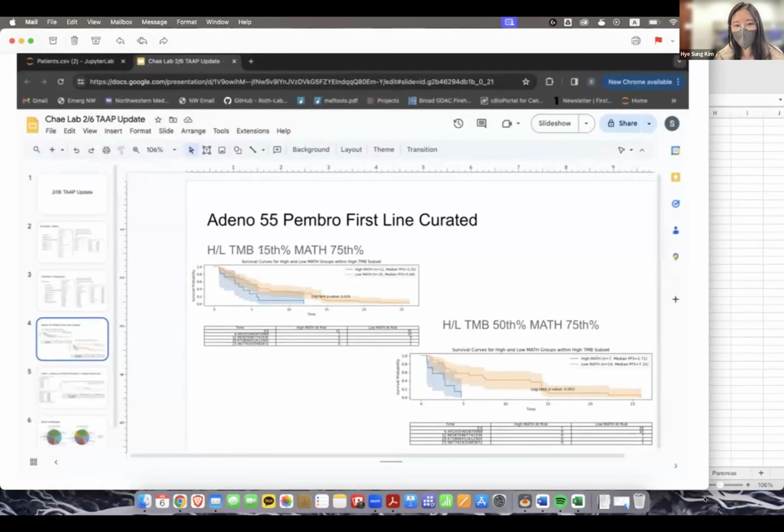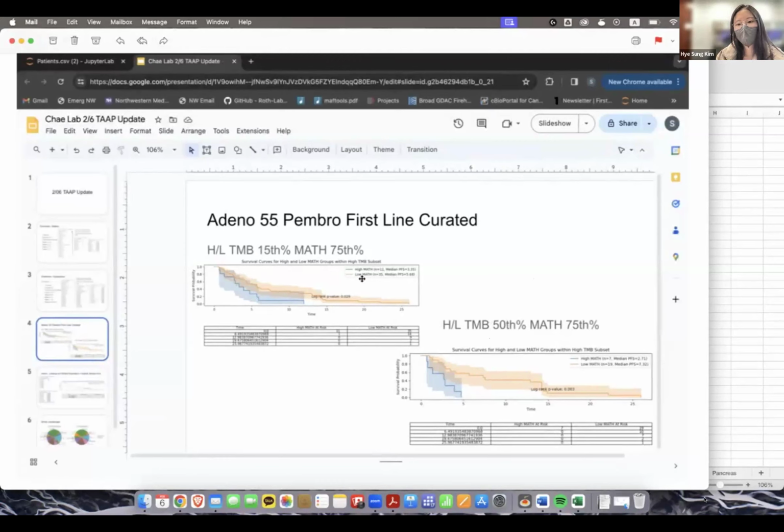So I found that across the range, setting a TMB cutoff between high and low at the 15th percentile through the 50th percentile while keeping the MATH or intratumor heterogeneity cutoff at the 75th percentile, I was able to get a continuous separation between these groups, with improvement, or not improvement, but better separation as I increased the TMB cutoff from 15th to 50th.